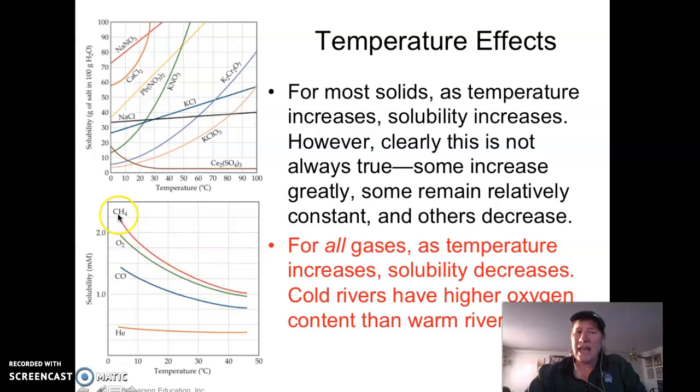When you're talking about gases, for all gases, as temperature increases, solubility decreases. Okay, and again, that's because the particles of gas start moving too fast and they escape. There's nothing to hold them in solution, so they just leave. The heavier gases, it increases more as you increase the temperature. So you can see with a gas, when you increase the temperature, you decrease the solubility. And it's the same kind of deal.